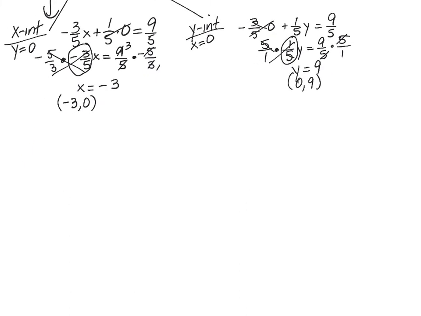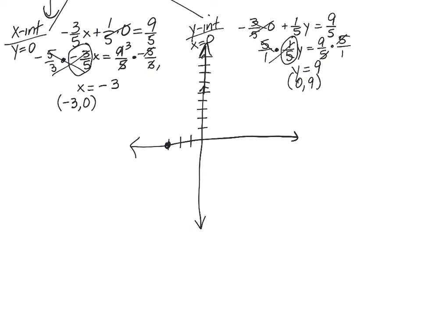Okay, so if I'm going to go and graph these, oh, that's really bad. You guys are going to pull graph paper up on your own. I'm going to go to -3, 0, which is right here, and then 0, 9. There's 1, 2, 3, 4, 5, 6, 7, 8, 9, which would be here, and we would connect.